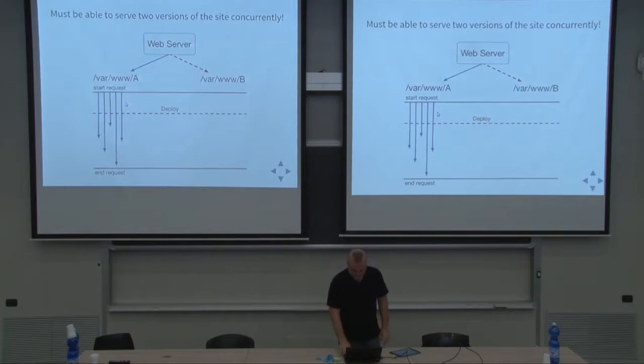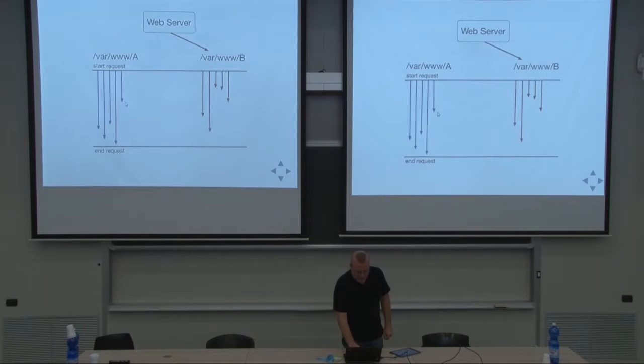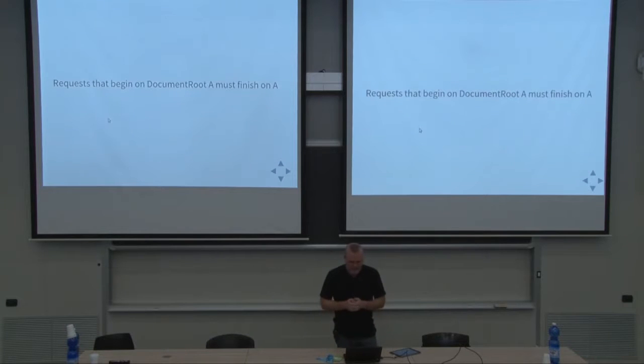So it looks like this. You end up with requests running on A, and they have to keep running on A, and new requests starting on B. So essentially, you're running 2 versions of your site at the same time for like a fraction of a second. And your system has to be such that that's possible.